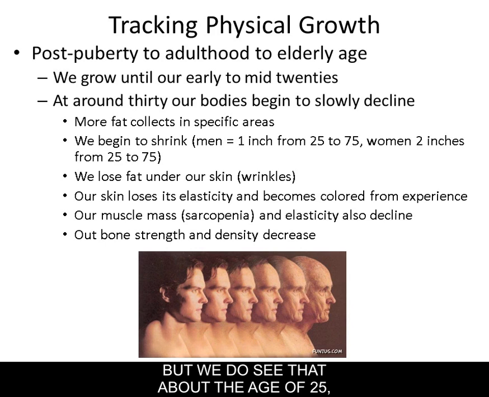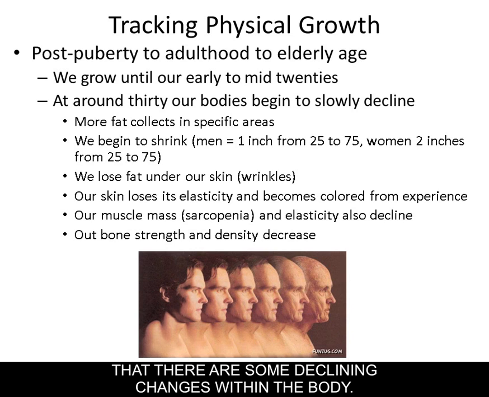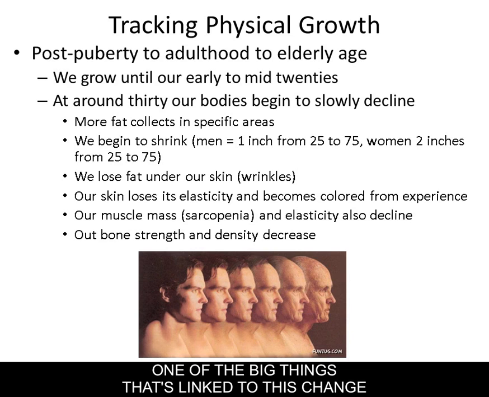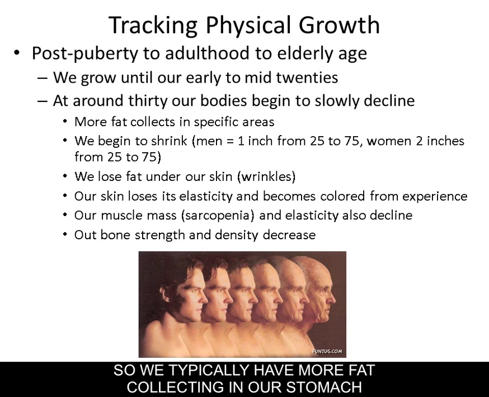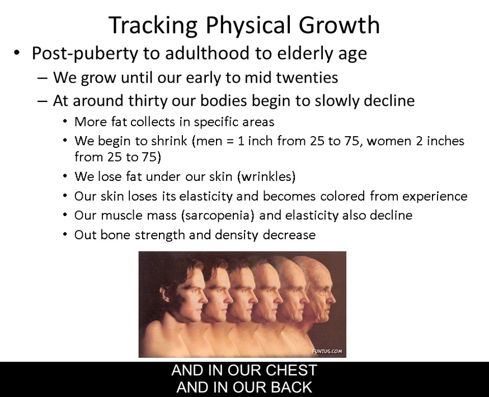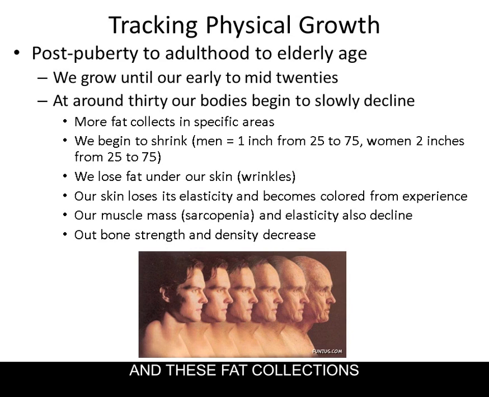But we do see that about the age of 25, maybe 30 for some individuals, there are some declining changes within the body. One of the big things linked to this change is extra collections of fat. We typically have more fat collecting in our stomach, in our chest, in our back for some individuals, and in our hips. And these fat collections usually increase much more as we age. We also, believe it or not, after the age of 25, start to shrink. Now, this shrink isn't rapid.